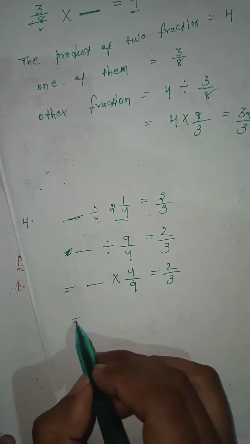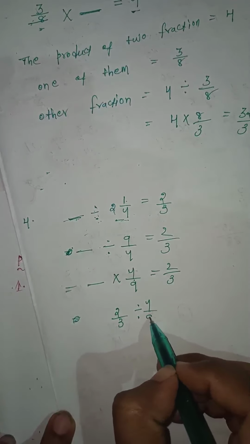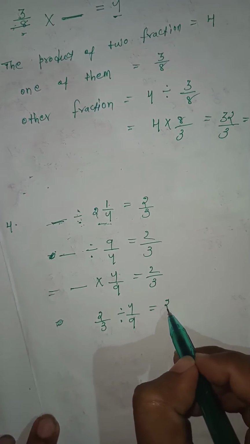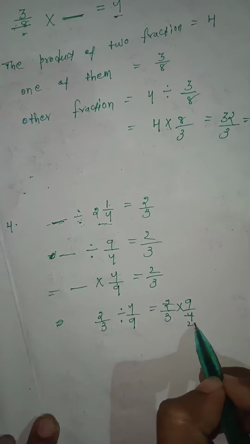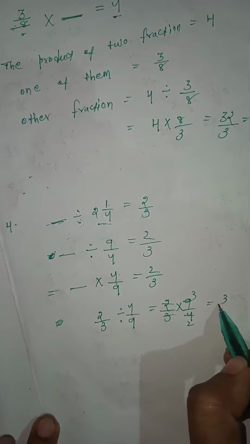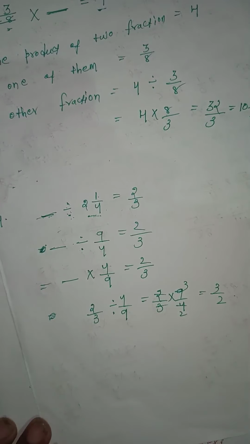So here the number will be 2 by 3 divided by 4 by 9. You can do this as 2 by 3 multiplied by 9 by 4. 2 twos are 4, 3 threes are 9. So 3 by 2 is the answer. Okay, I hope all of you are clear on this. So you can write this properly.